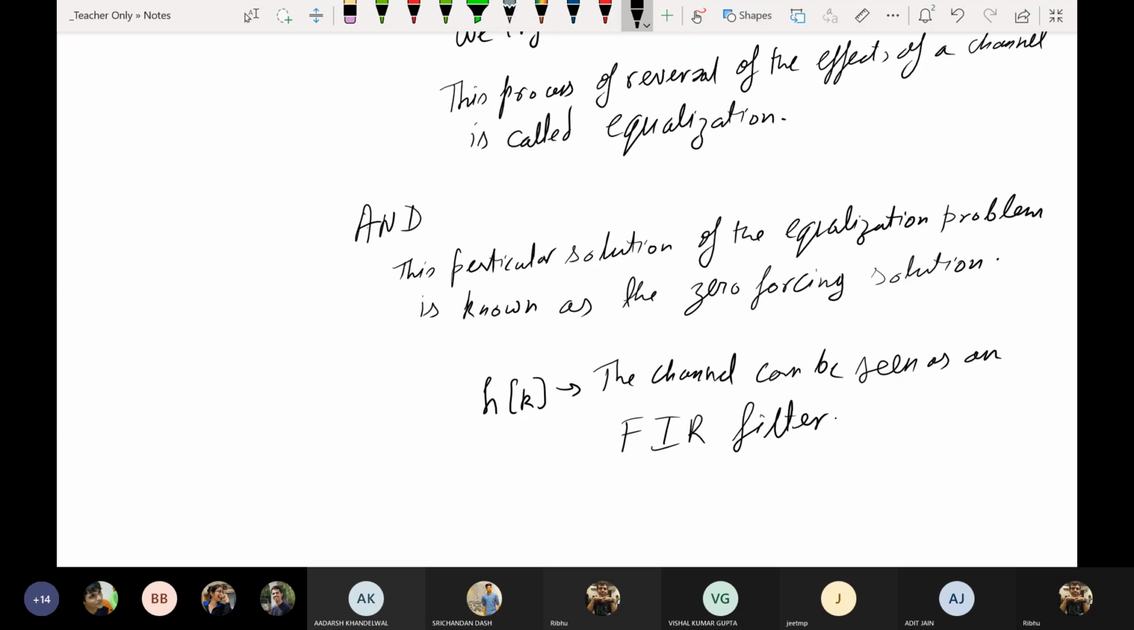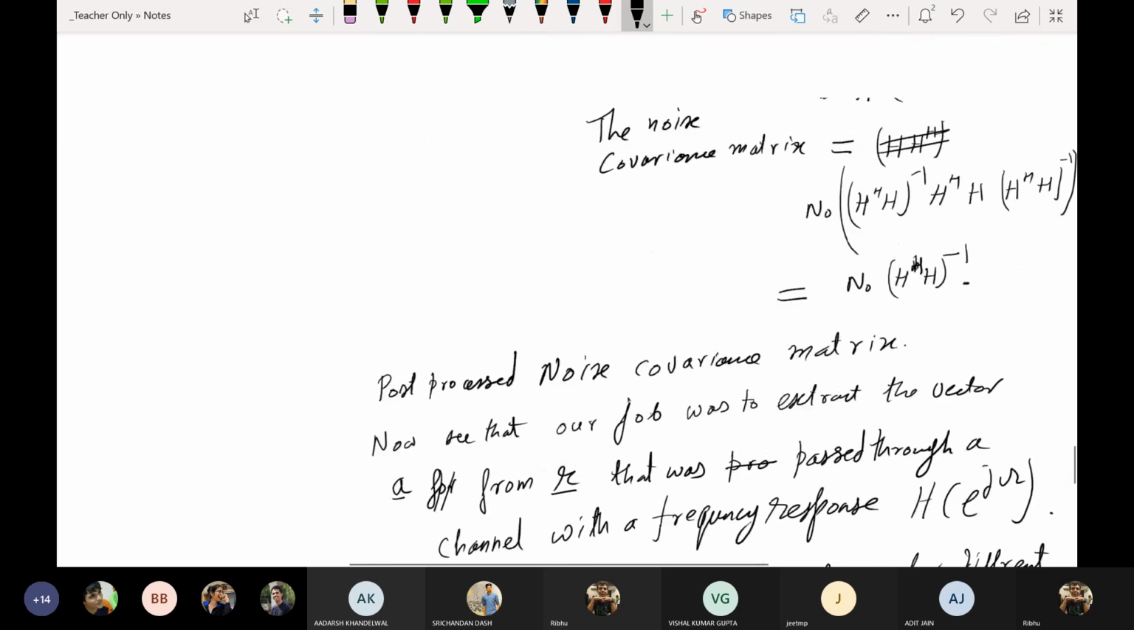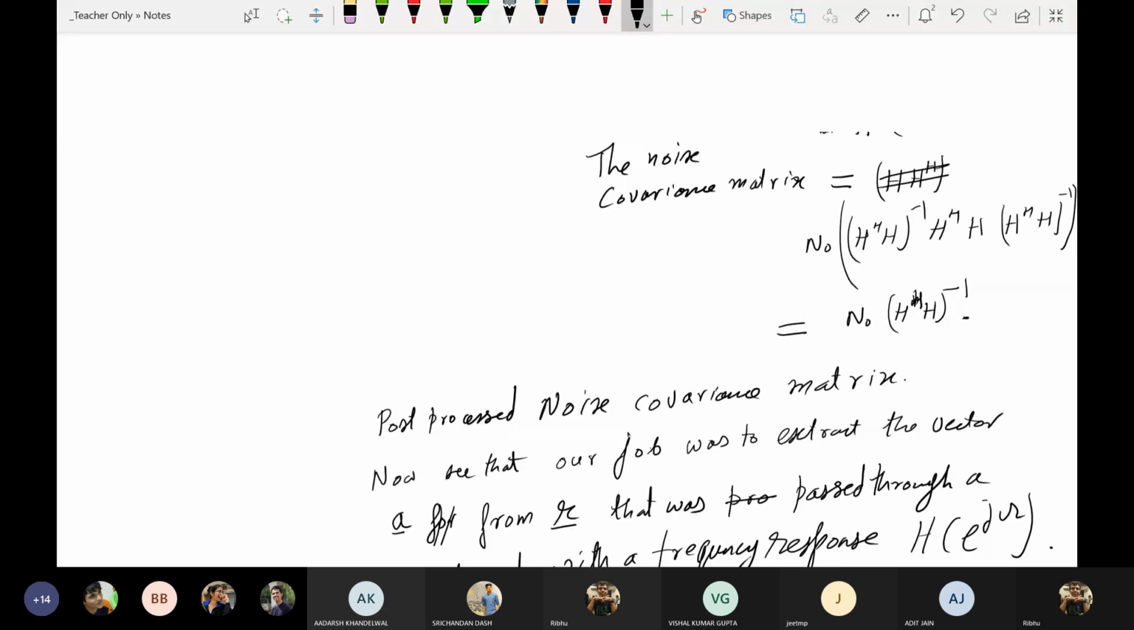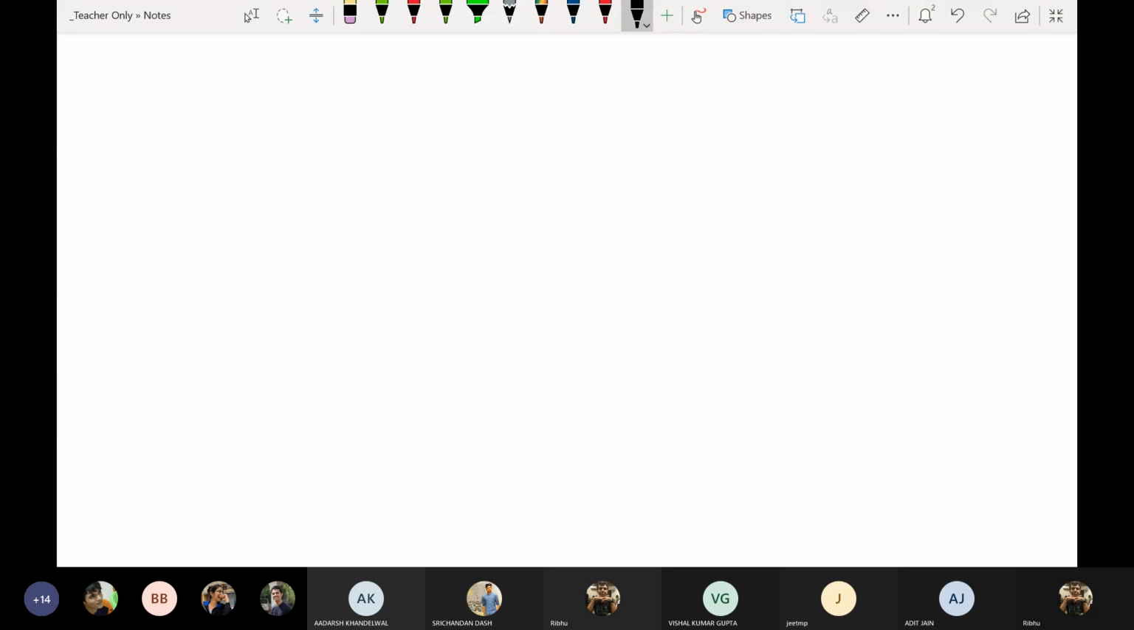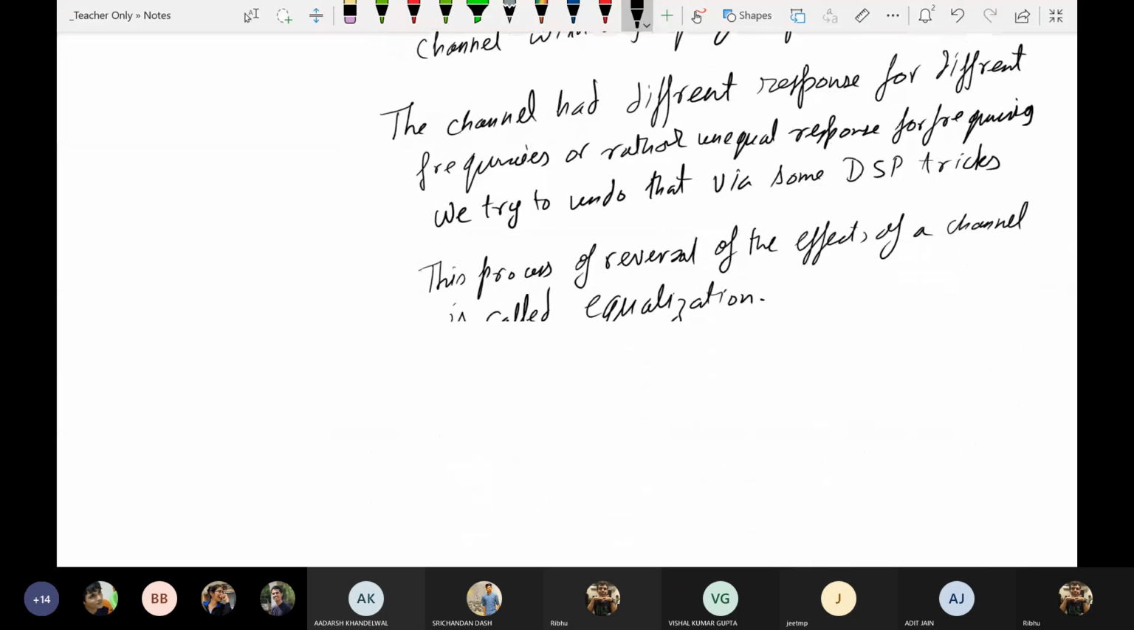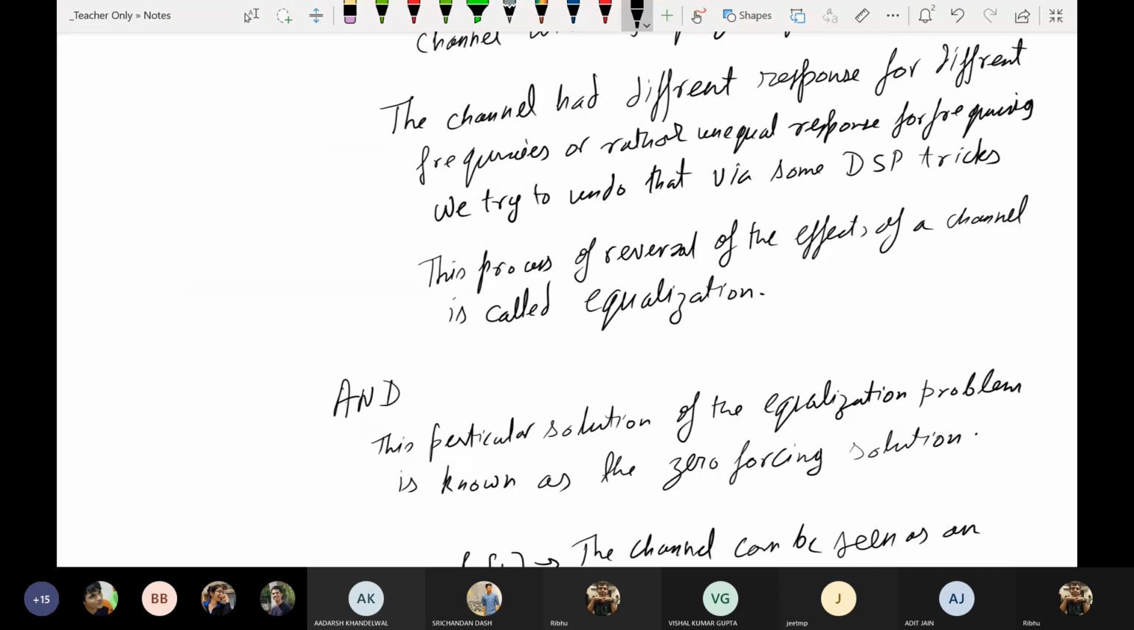And then how are we equalizing? By forcing, we are effectively removing the effect of the channel, or undoing the effect of the channel, by using that pseudo inverse trick. Okay, sir. So basically, the decoding process that we have used to figure out the estimate is itself the equalization. Yes, that is equalization.